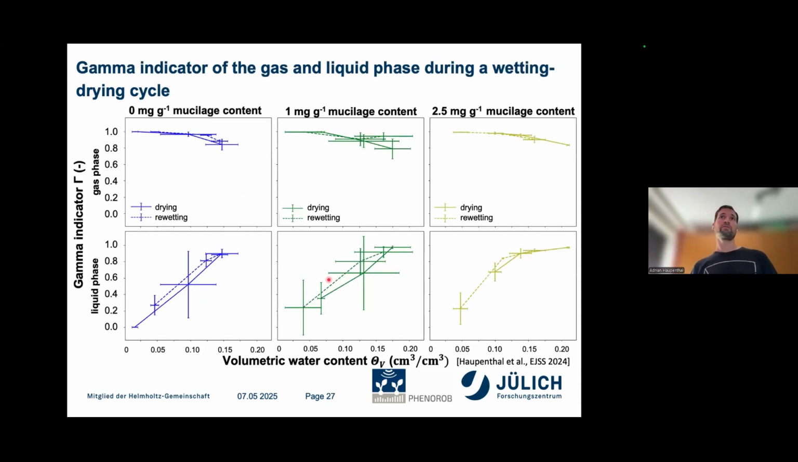And here are the results for the gamma indicator. If we start with the control soil and increase the mucilage content like before, in the rather dry state we have values close to 1, so a high probability to find the connected gas phase, and a low probability to find the connected liquid phase, which makes sense. And again, with increasing water content, we see slight indications of the hysteresis in the gas phase that seems to diminish with the addition of mucilage.